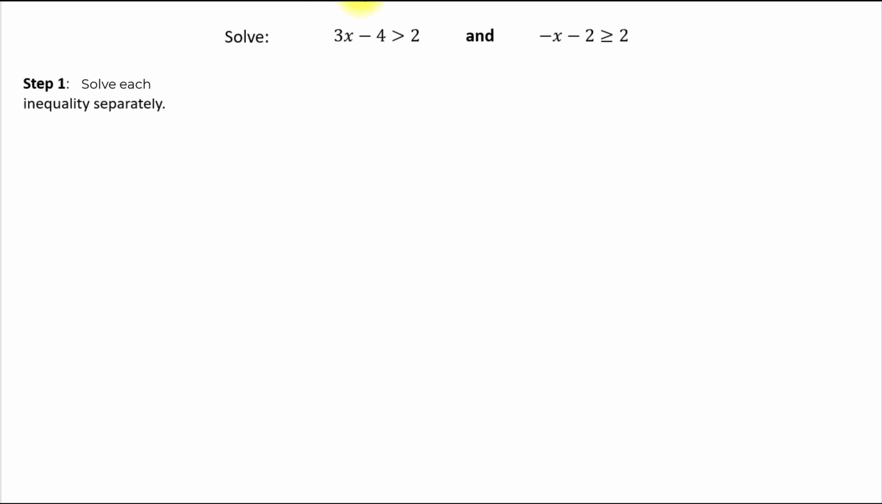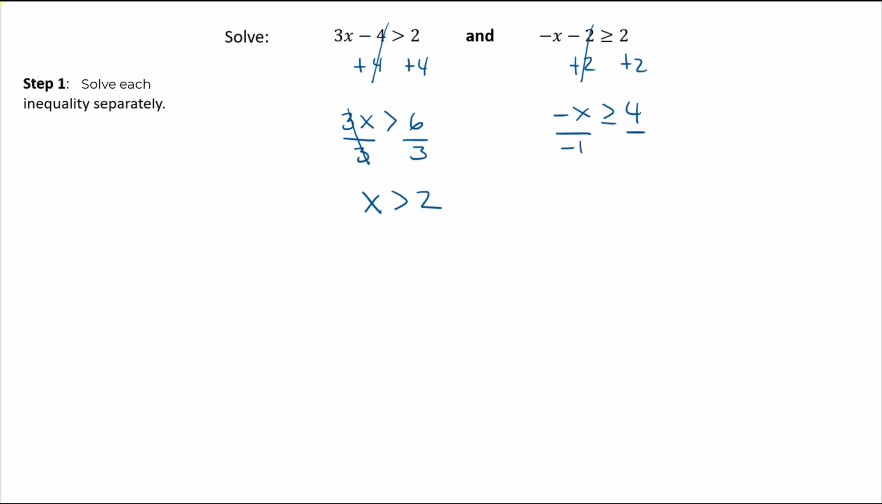So for the first one, to get x by itself, I'll add 4 to each side. And then I'll divide by 3 on the left and on the right. I'll get x is greater than 2. In the second inequality, to get x by itself, I'll add 2 to each side. And then to get rid of the negative sign in front of x, I'll divide by -1 on the left and on the right. Again, I have to be careful here and remember to switch the inequality symbol because I am dividing by a negative number. So I'll get x is less than or equal to -4.